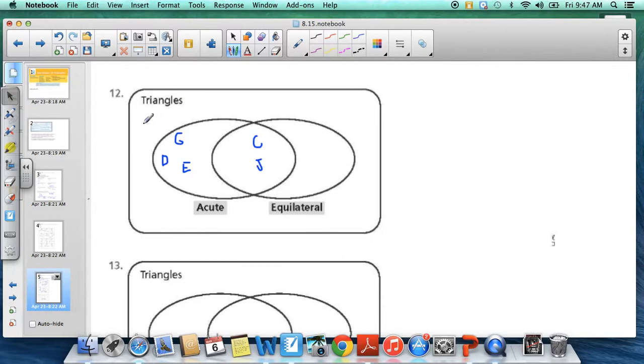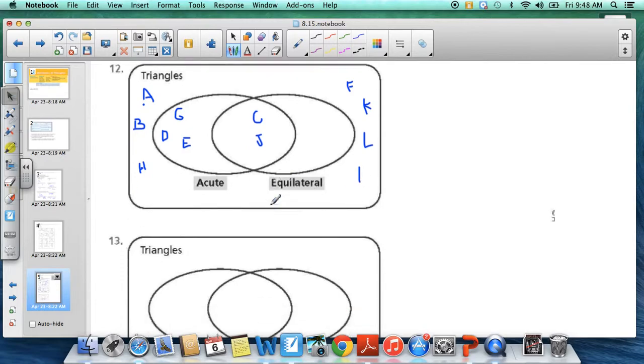So on the outside, we're going to write triangle A, triangle B, triangle H, and triangle F. Out here, triangle K. I wish I could see these triangles. I hope you guys are looking at them while you're referencing them while we're doing this. And I. Okay, so then we're going to move on to 13.